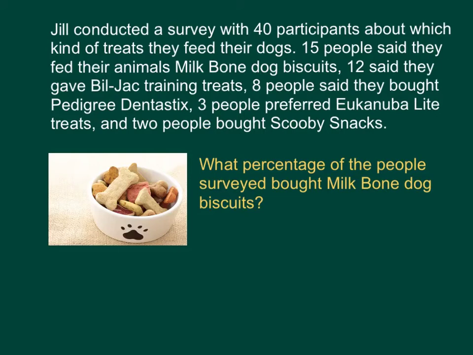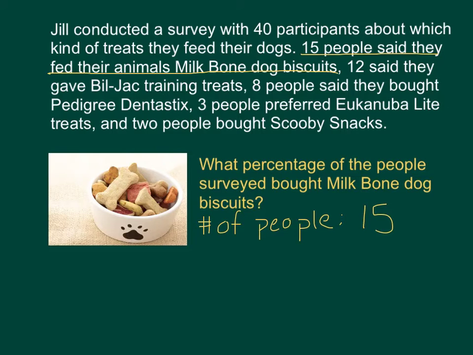And we look and we find it right here, where it says 15 people said they fed their animals Milk-Bone dog biscuits. So we know that the number of people who gave them, we'll write that here, number of people is 15, but they're not asking for the number of people. If you look in the question, it says the percentage of people is what they're looking for. So in order to find the percentage, we can't just use the 15 that we have. We need to make that into a fraction.